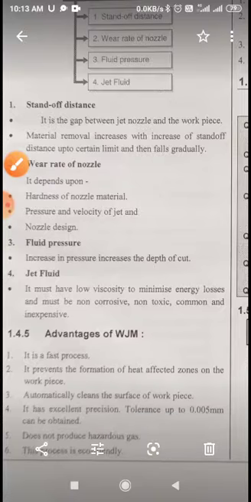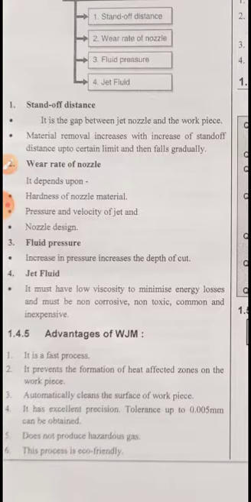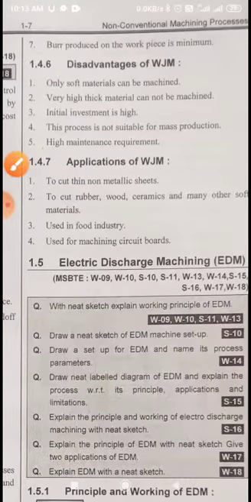Now, advantages of WJM. It is a faster process. It prevents the formation of a heat affected zone on the workpiece. It automatically cleans the surface of the workpiece. It has excellent precision. Tolerance up to 0.005 millimeter can be obtained. It does not produce hazardous gas. This process is eco-friendly. Burr produced on the workpiece is minimum.